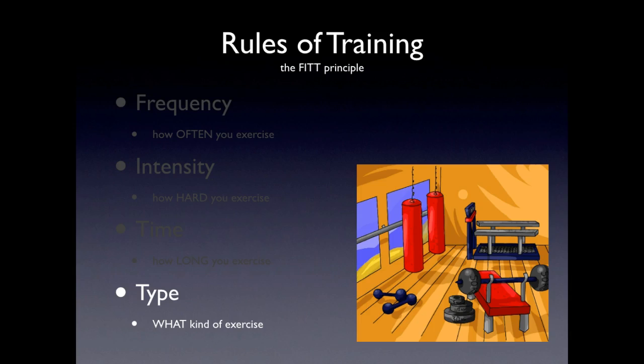Type. We can create a progression in an activity and make it harder by changing the kind of activity we do. Be careful not to forget about the rule of specificity here. Instead of doing 10 modified push-ups 3 times a week, I can do 10 modified push-ups on a medicine ball 3 times a week. I might use a chest press machine or do a bench press, as long as I'm working on the same muscle group. That's specificity.